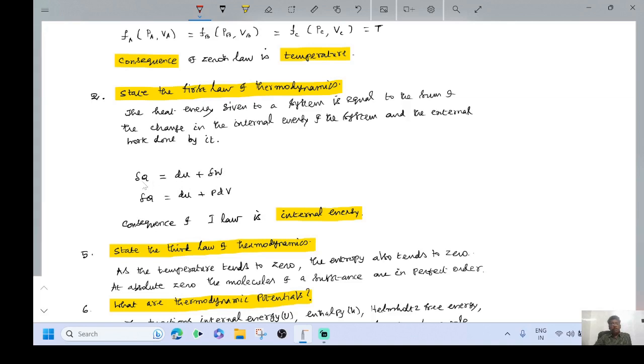Here for heat and work done, we have given inexact differentiation delta. But for internal energy, we have given exact differentiation. Because heat and work done are path functions, whereas internal energy is a state function. Then del W is replaced by pressure into change in volume. So this is the first law of thermodynamics. Consequence of first law is internal energy.